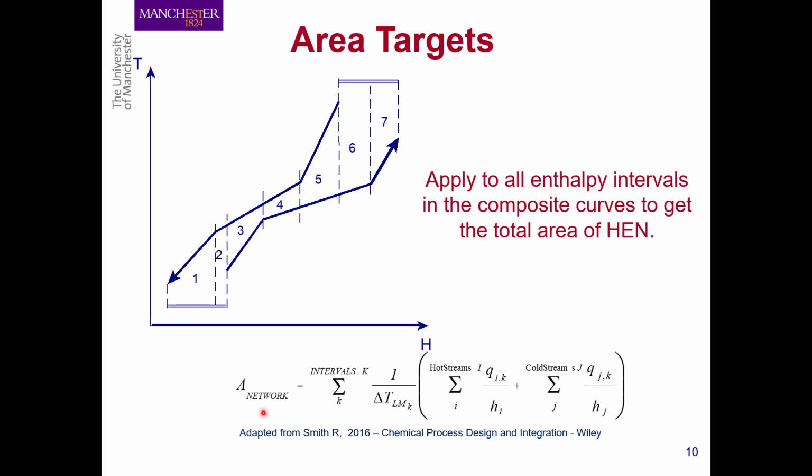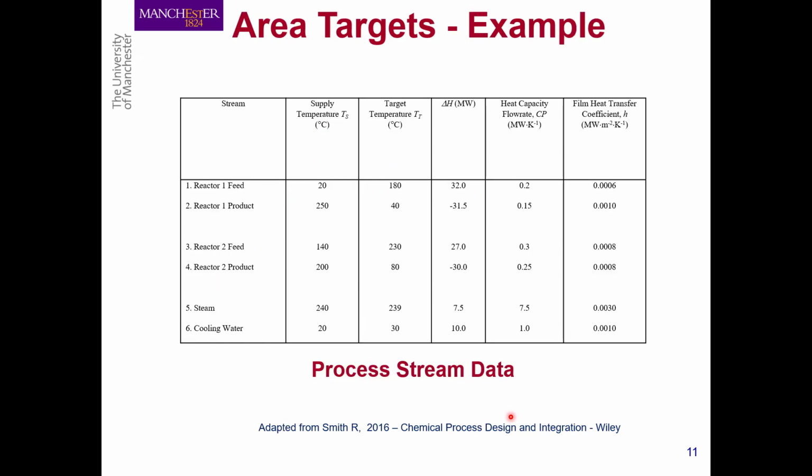So we talked about how we can calculate the area of the network by using this equation here. So let's now look at how we can use this equation with an example. Here we have the process streams available in the form of this table, and this is actually a problem that was discussed in lecture 7 when we were talking about heat exchanger network design. So this is the same set of data.